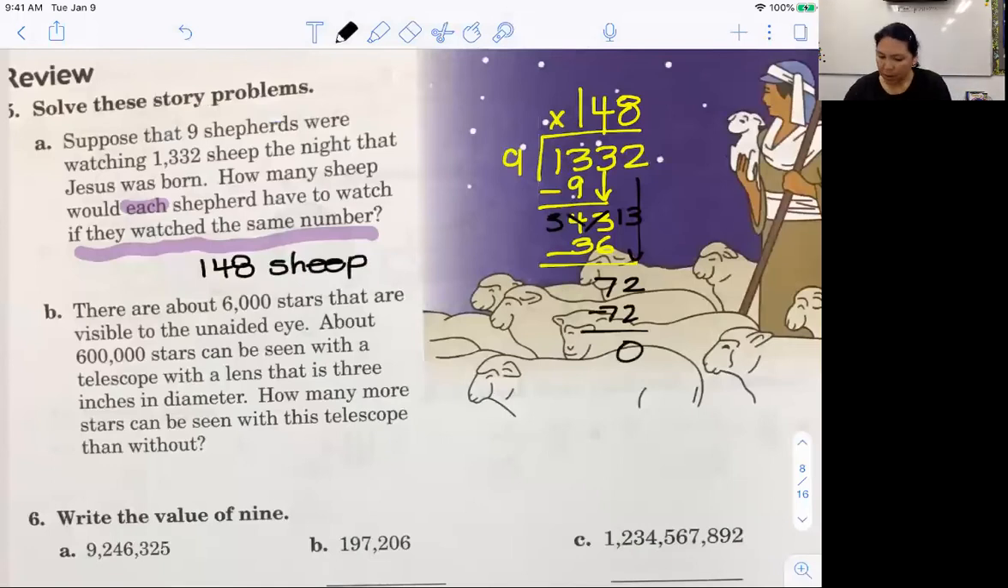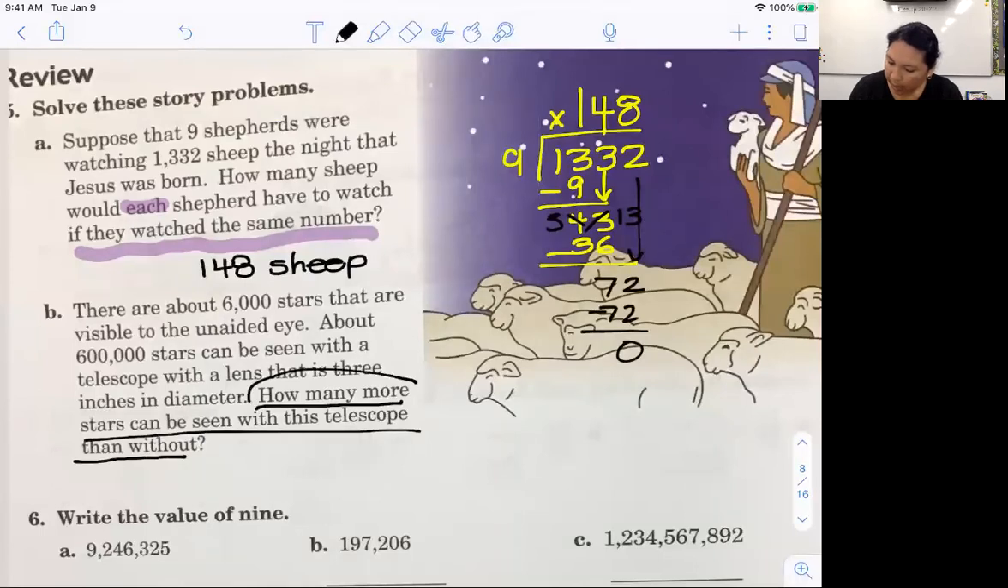All right. Okay, let's look at our next word problem. There are 6,000 stars that are visible to the unaided eye. About 600,000 stars can be seen with a telescope with a lens that is 3 inches in diameter. How many more stars can be seen with this telescope than without? Okay, so let's look at our question. How many more stars can be seen with this telescope than without? How many more? That's my hint.